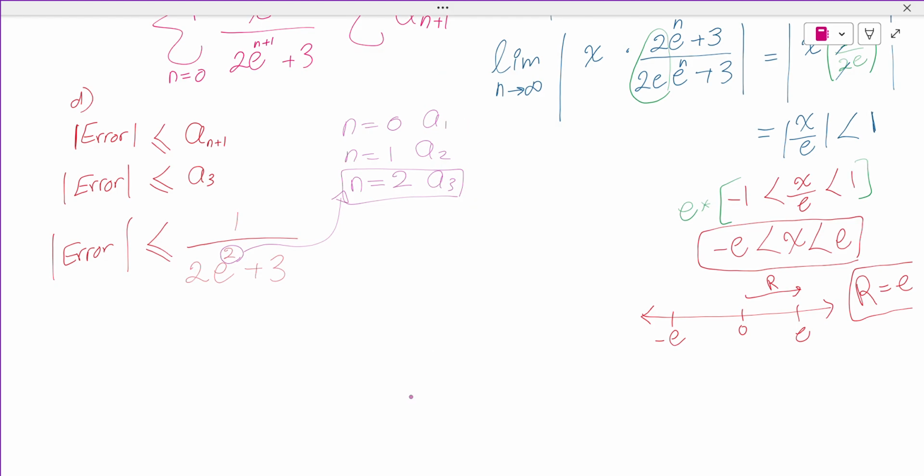For this part, let's see what they are saying. Where is part D? 1 over 2e to the power of 2 plus 3. Only for the answer there is 1 point. The terms of the alternating series decrease in magnitude to 0, meaning the series converges, and we can apply the alternating series formula, which is given by the first unused term, which is the third term. You don't need to write all of this, we just need to apply the formula. The error is at most A3.